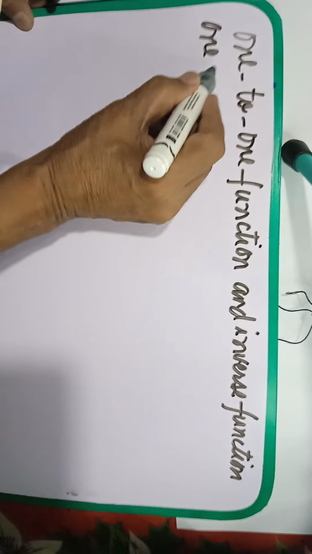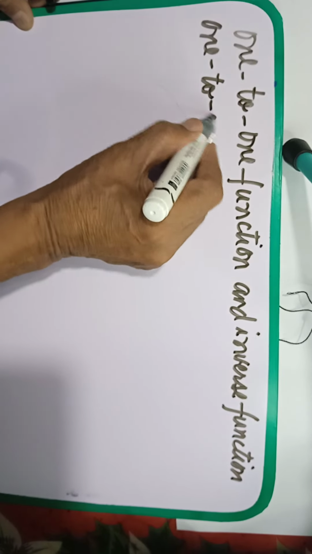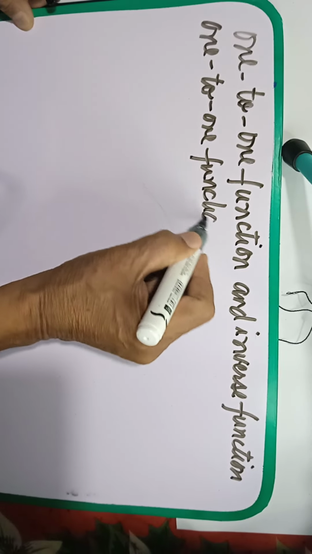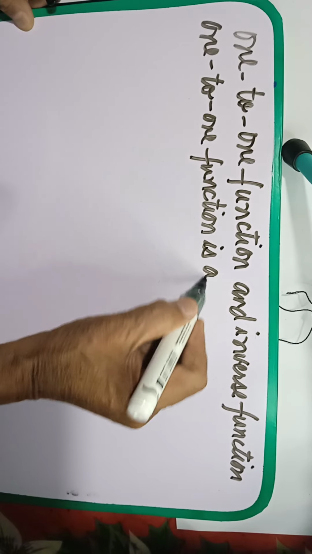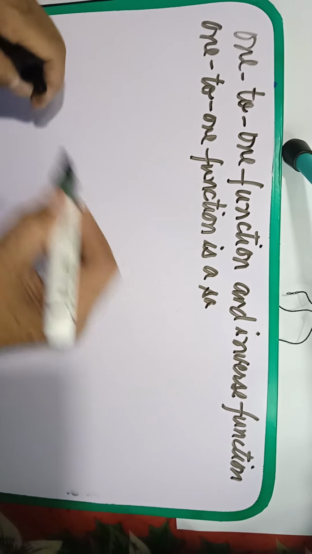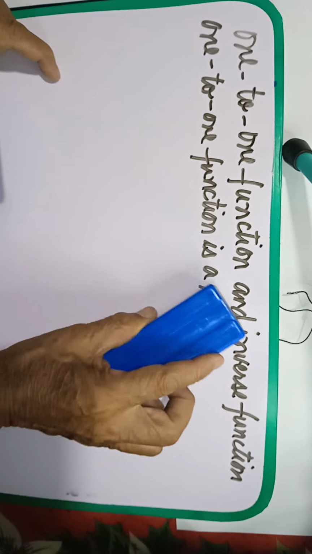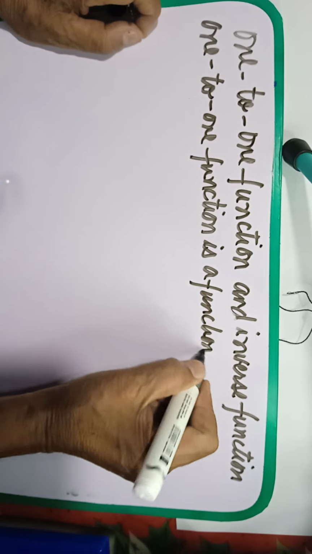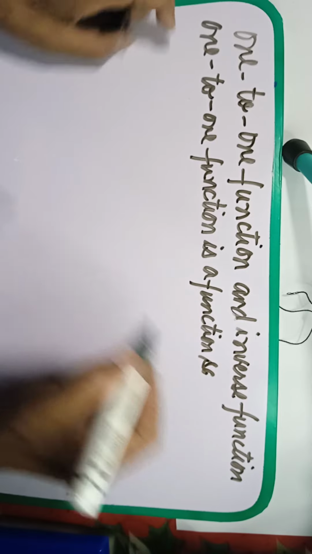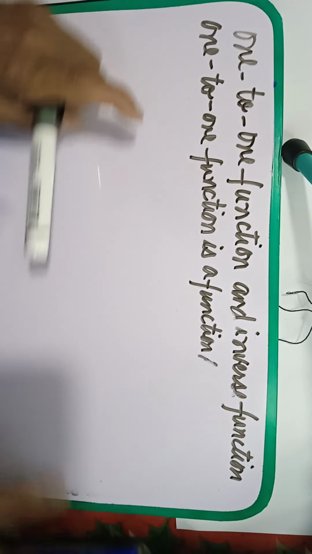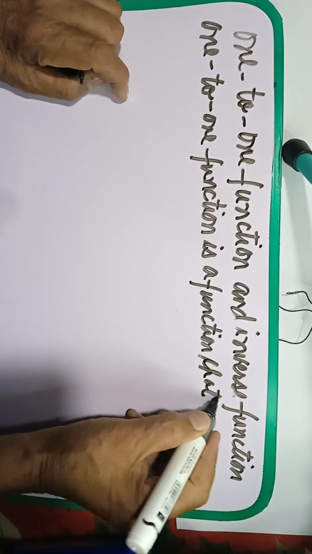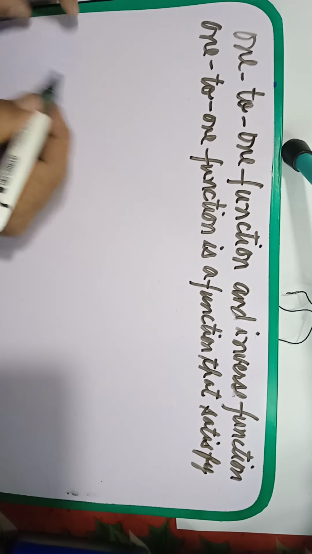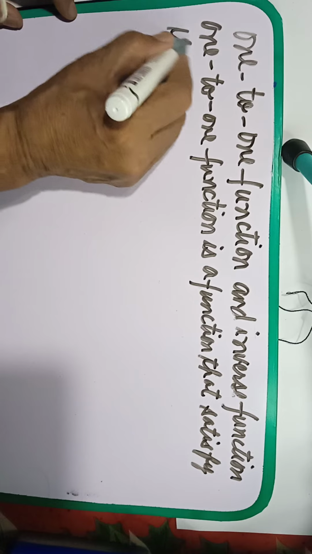One-to-one function is a function that satisfies the horizontal line test.